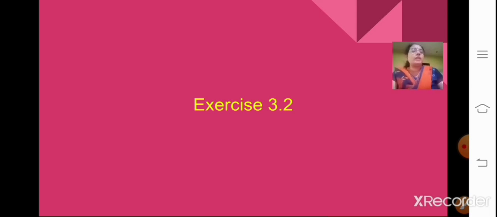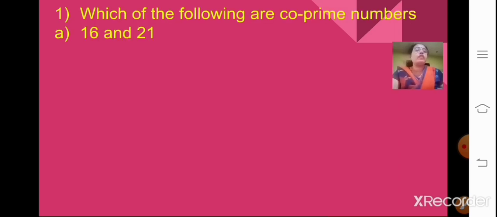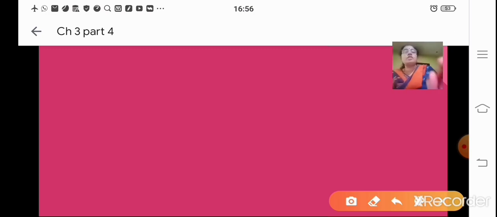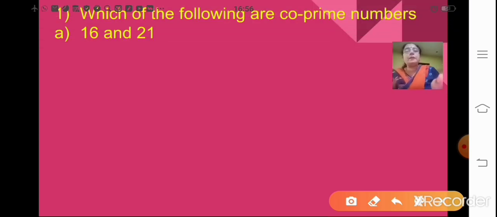Now let us start with exercise 3.2. This you have to take down in your notebook. Which of the following are co-prime numbers? Here there are two numbers, 16 and 21. So first let us find the factors of 16 and 21. Suppose I write the number 16 here.